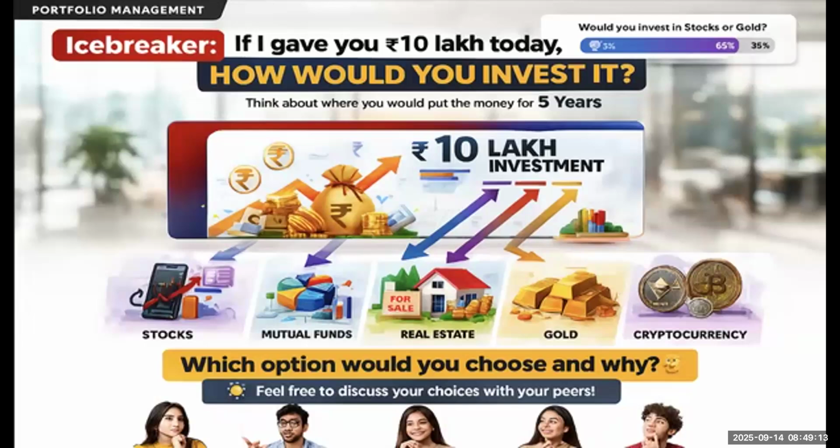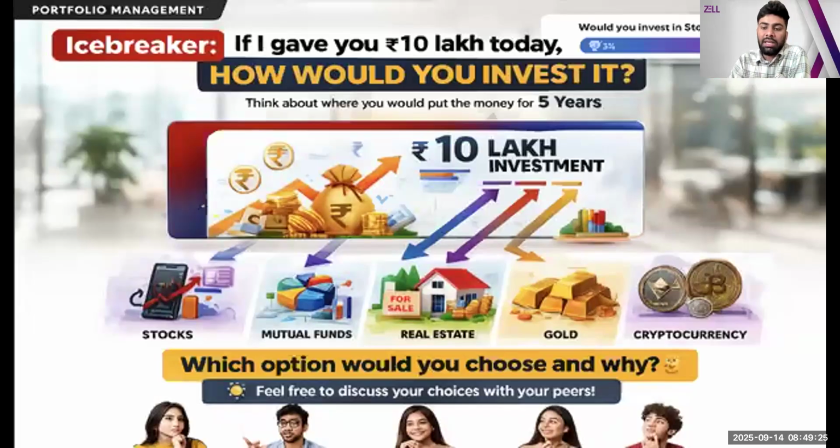Similarly, in portfolio management, you need a diverse range of investments, for example your stocks, your bonds, your real estate, your gold, or even your cash. They act as a recipe, right? Mix all of these in proportions according to your risk appetite. By doing that, you will be able to fulfill your future goals.